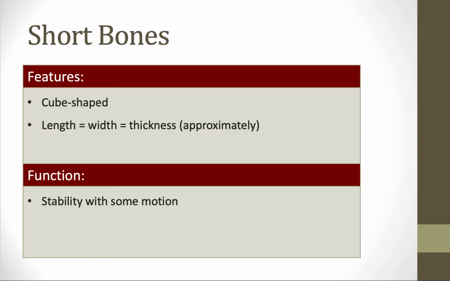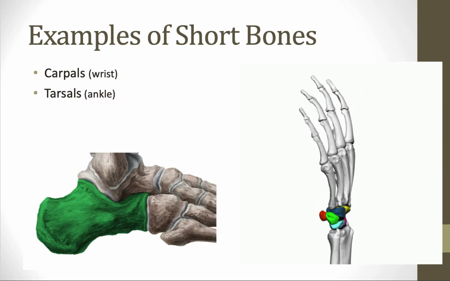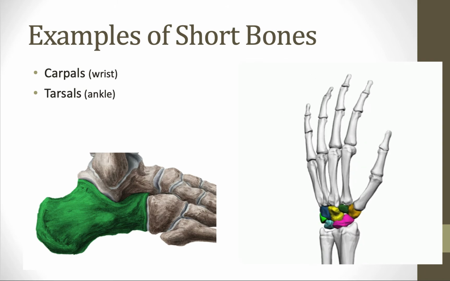Our next classification of bone is short bones. Short bones are approximately cube-shaped. They're not perfect cubes, but they're approximately cube-shaped. Their length is approximately equal to their width, which is approximately equal to their thickness. Here we have a lot of stability with very little motion. Examples of short bones include the carpals in your wrist and the tarsals in your ankle.